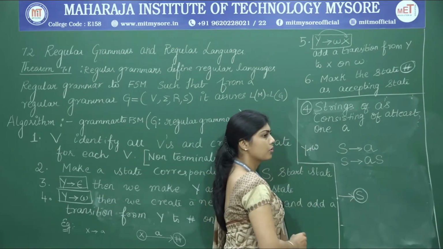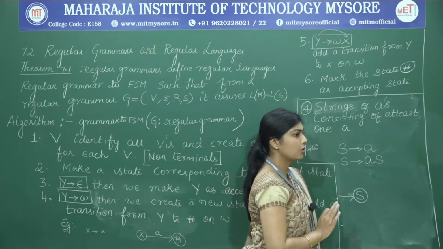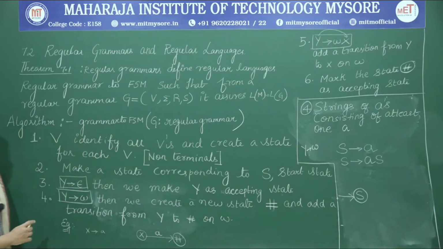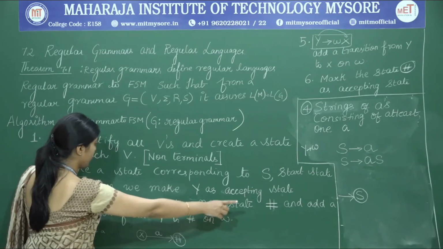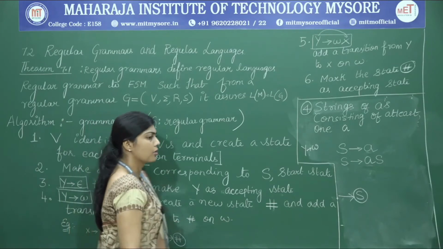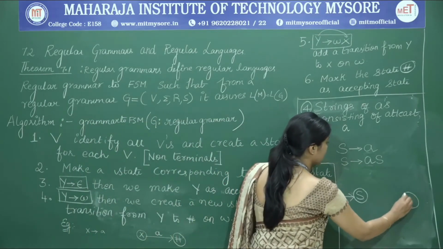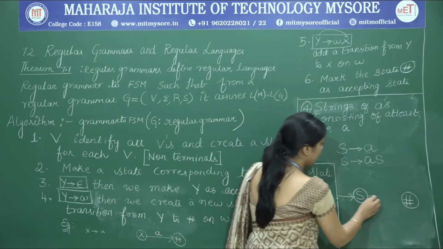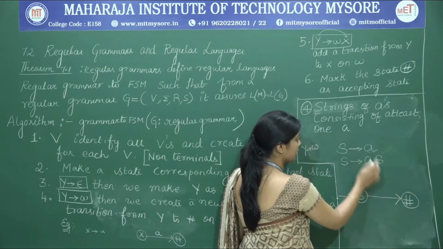So what are we supposed to do? We have to look at the fourth rule of the algorithm. You may read the fourth rule of the algorithm. Then we create a new state, hash, and add the transition from Y to hash on W. So this is what we are going to do. We are going to create a state and call this hash. We will add a transition from S to hash as, what is this?